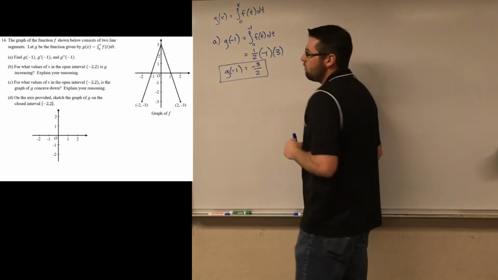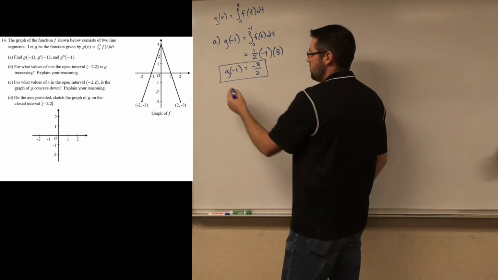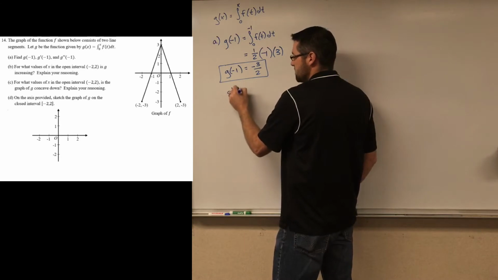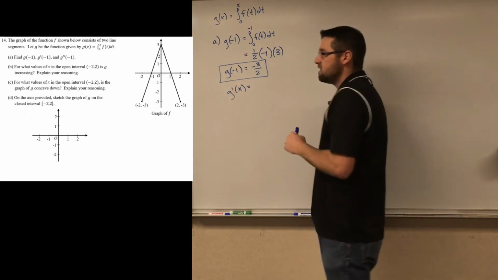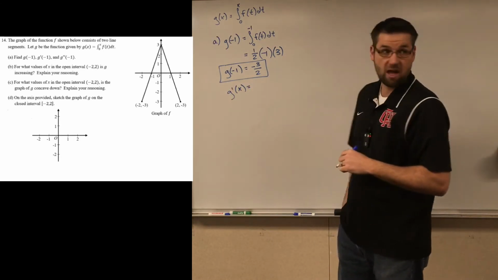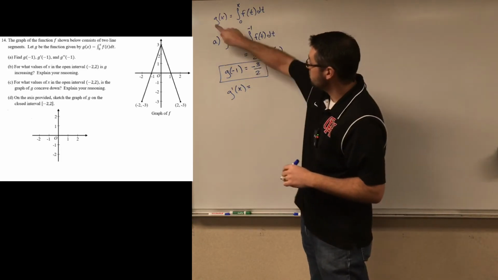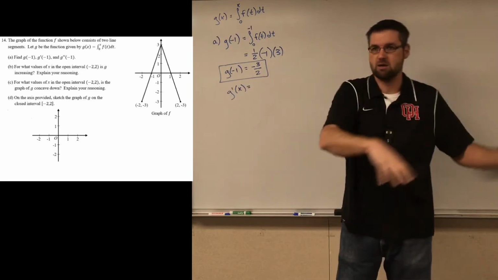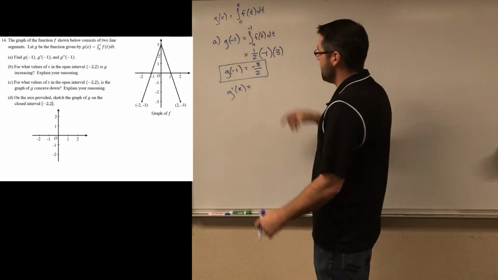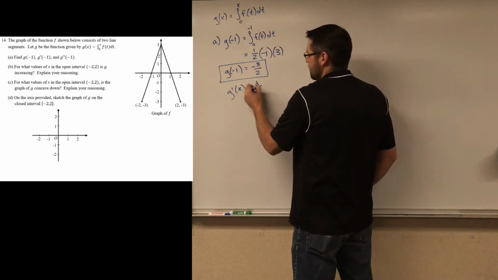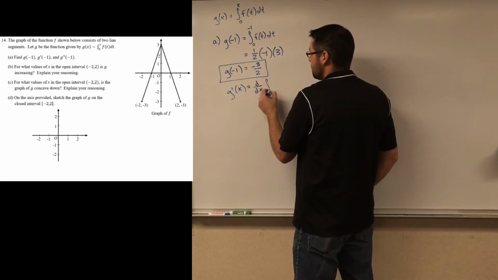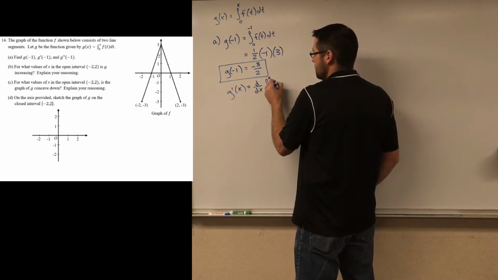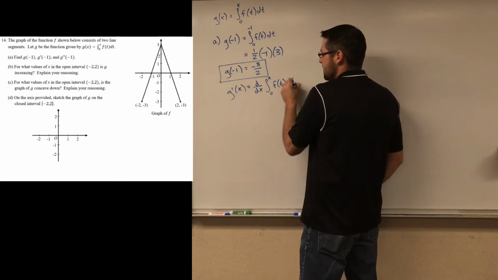Okay. Now we want g prime of negative 1. Well, before we can take g prime of negative 1, we have to take g prime of x. And this is dealing with the fundamental theorem of calculus. If I'm going to take the derivative of g, well, just like in algebra, whatever I do to one side, I've got to do to the other. So I've got to take the derivative of this guy. Well, the derivative of an integral, by the fundamental theorem of calculus, is essentially the integrand.